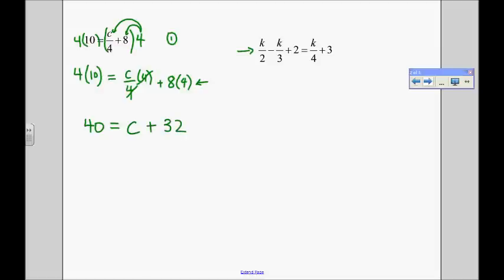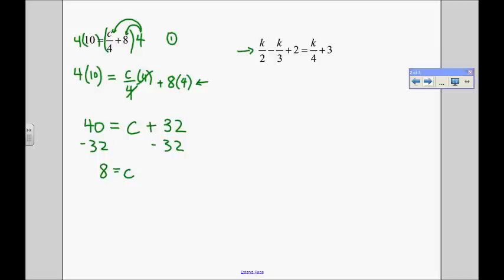Now it looks like an equation that we have seen before. So all I have to do is subtract 32 from both sides. I'm left with 8 equals c. And I'm done. The only part that's complicated about this is this initial step of multiplication.